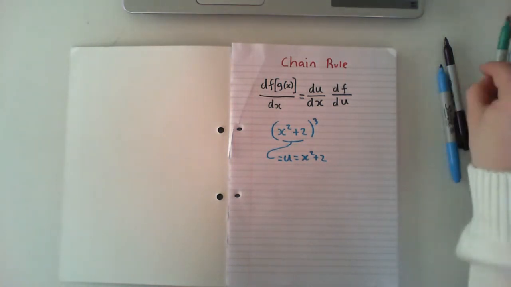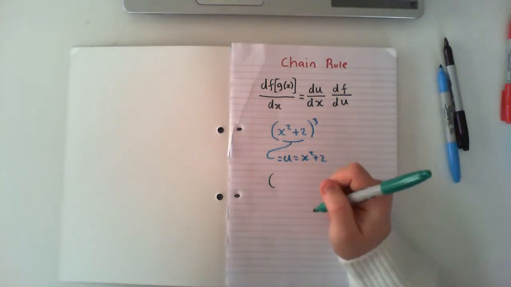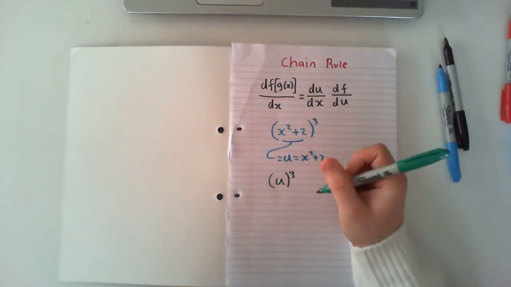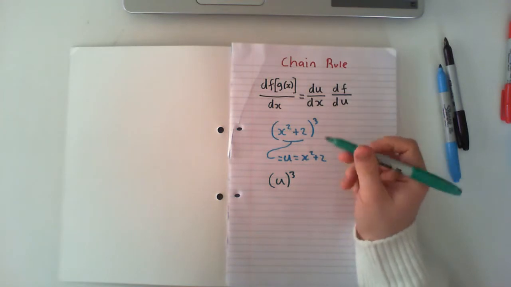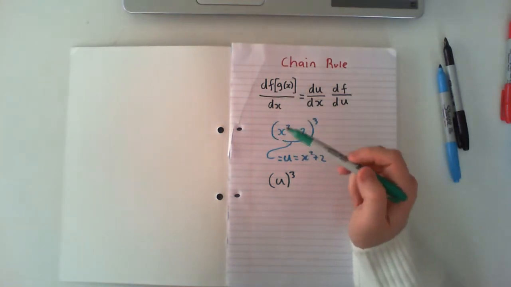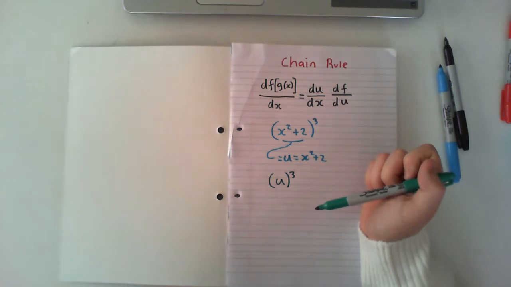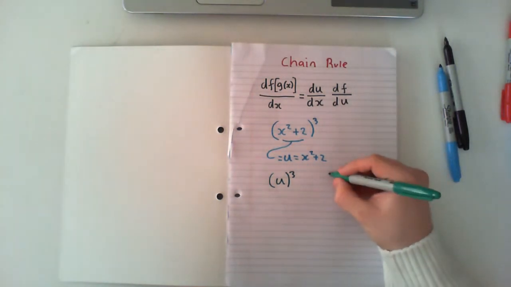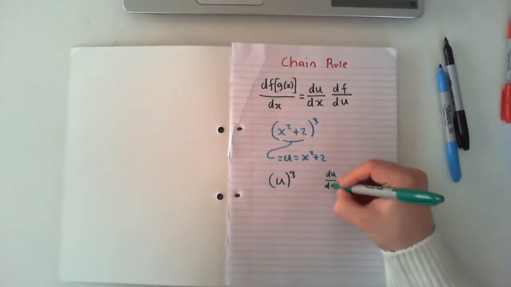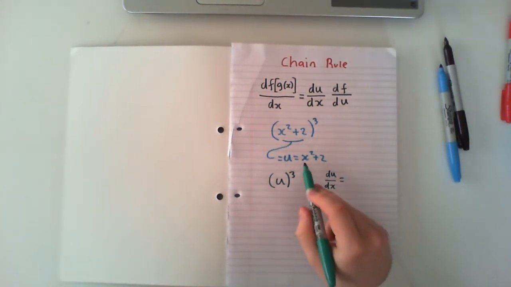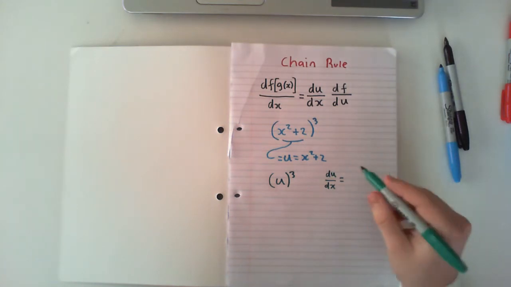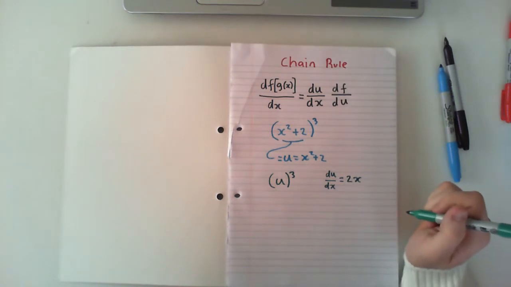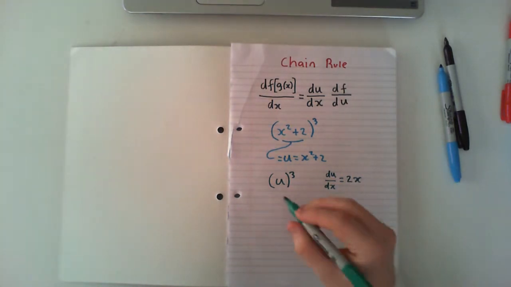So what we now have is we're trying to differentiate u cubed. So now we have a function of u, really. Our g is now replaced by u, we have our function of u here. We've also got to have our derivative of u. So our du by dx is equal to, now we differentiate this, we've done this a few times already, we move the power down, so we have 2x, and our 2 disappears because it's a constant.